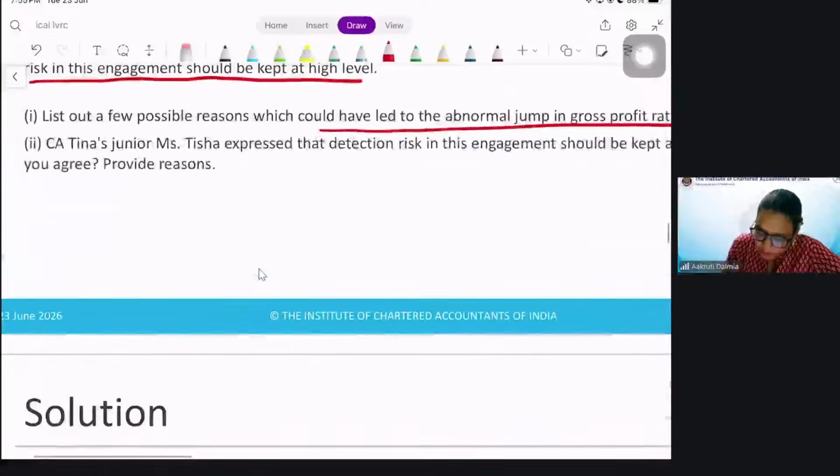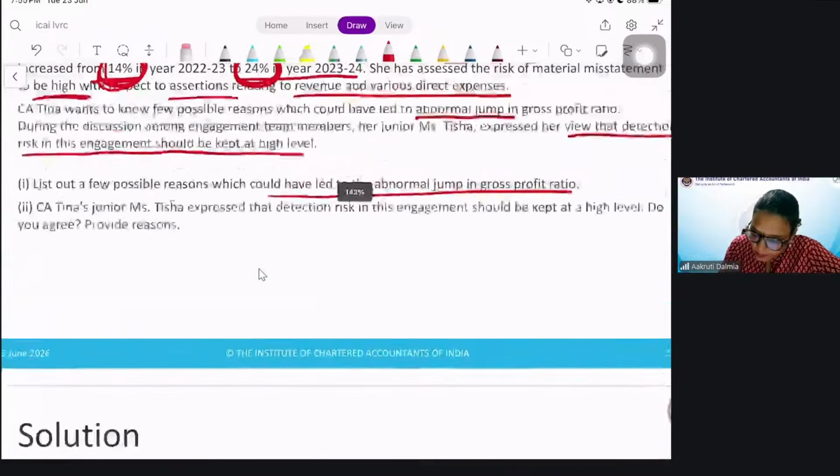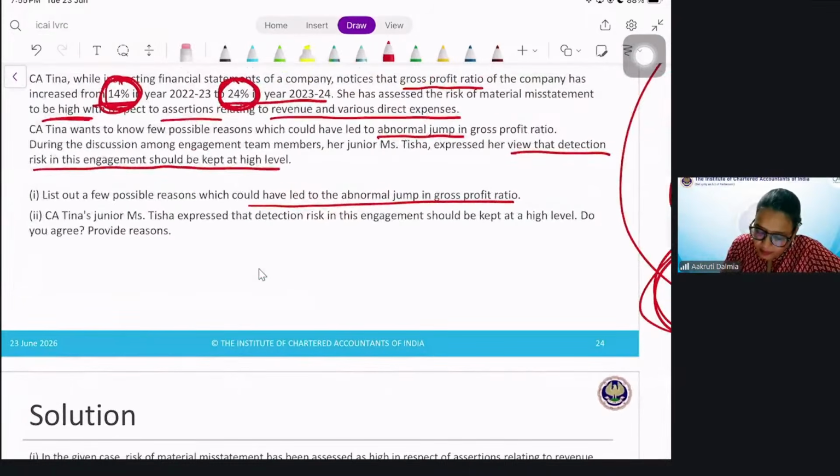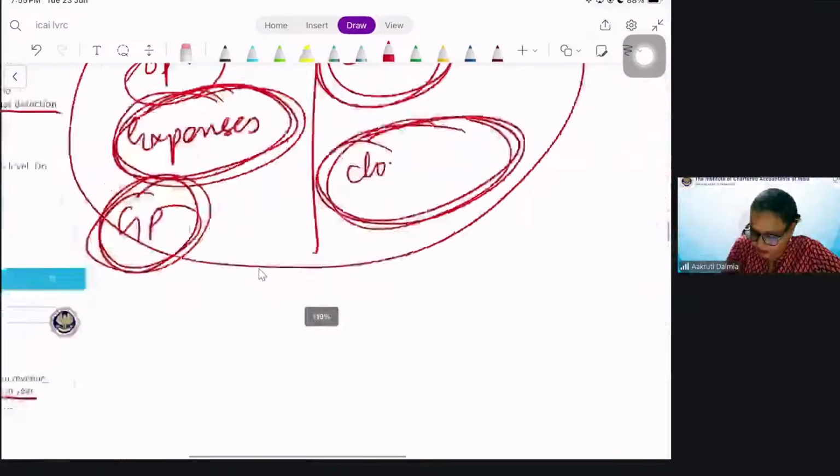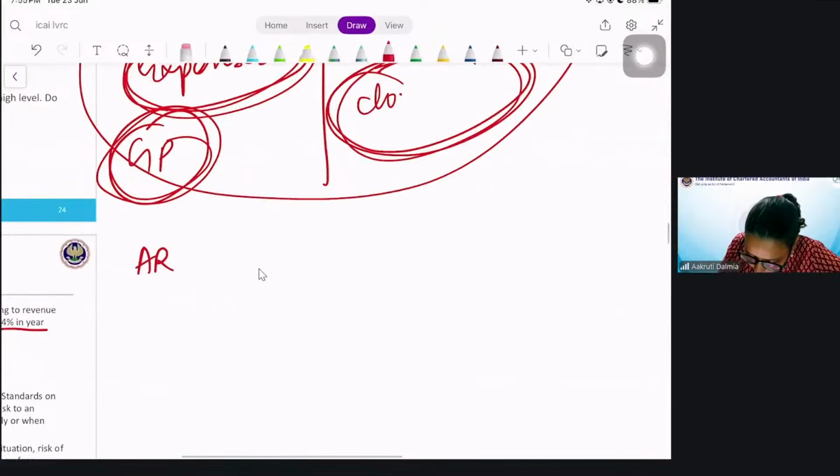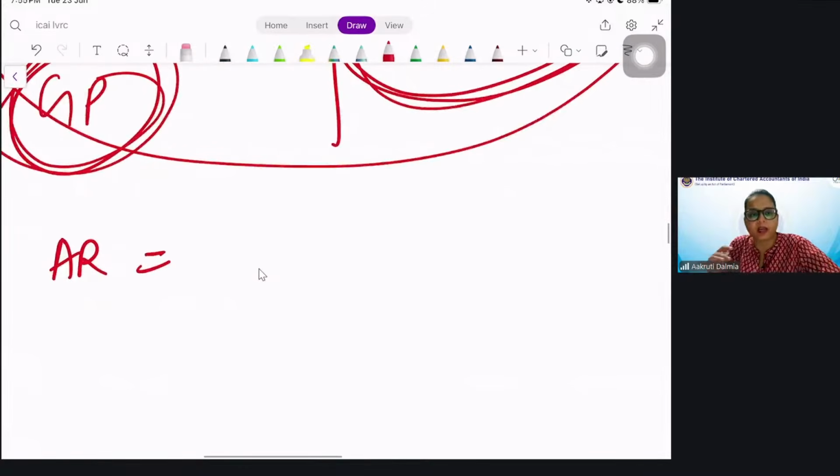Then what is the second question? Tisha is saying that detection risk in this engagement should be kept at very high level. Before I say that, can anyone tell me audit risk में क्या क्या include होता है? What all is included in audit risk? Quickly, in less than 10 seconds, I want the answer. Audit risk में which all risks are included?